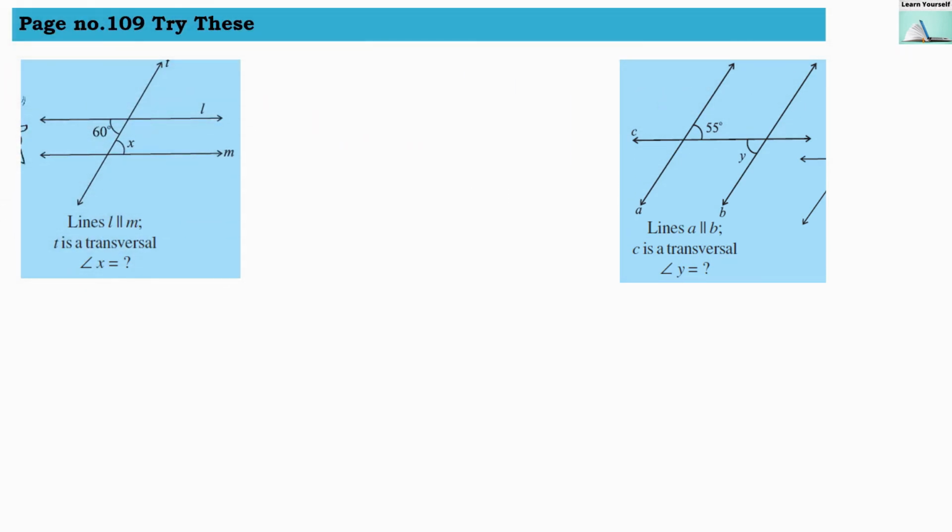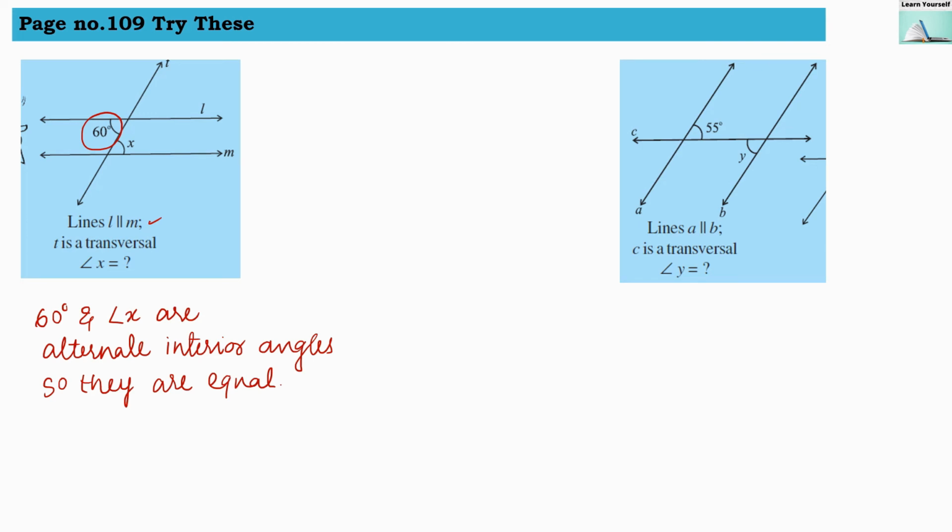Page number 109, try these sums. Here they are saying that lines L and M are both parallel. T is a transversal. So what will be the measure of angle X? Now as you can see here, they have given the measure of the angle, that is 60 degrees. Now 60 degrees and angle X are alternate interior angles. So they are equal. So we can write here X equals 60 degrees.